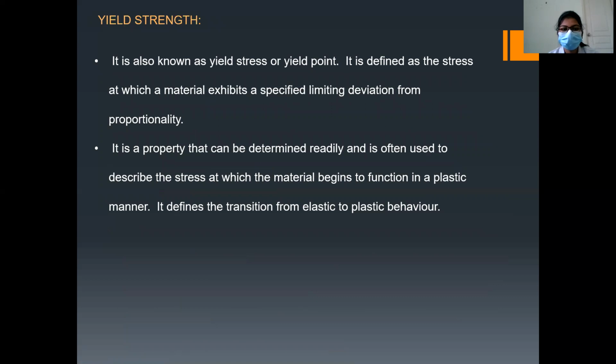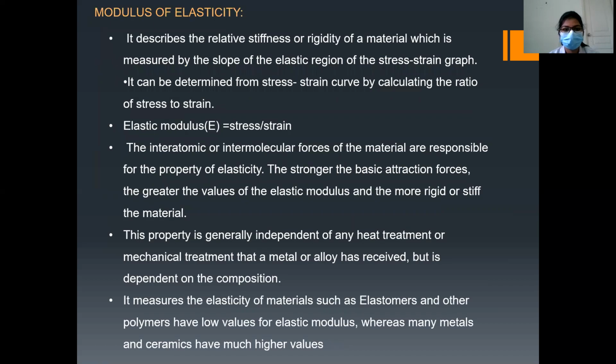Yield strength. It is also known as yield stress or yield point. It is defined as the stress at which a material exhibits a specified limiting deviation from proportionality. It is a property that can be determined readily and is often used to describe the stress at which the material begins to function in a plastic manner. It defines the transition from elastic to plastic behavior.